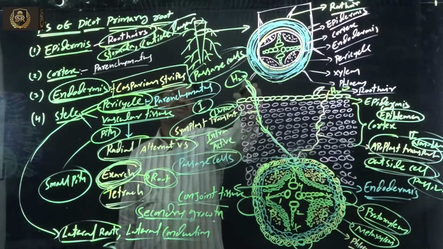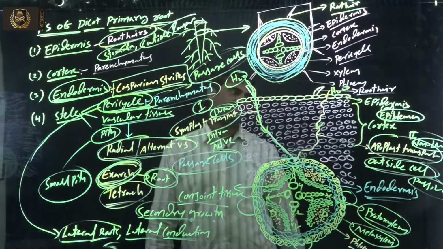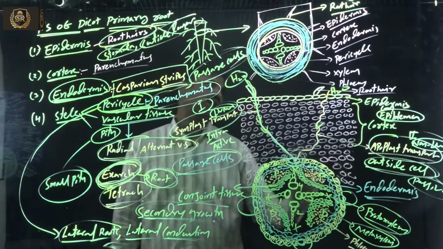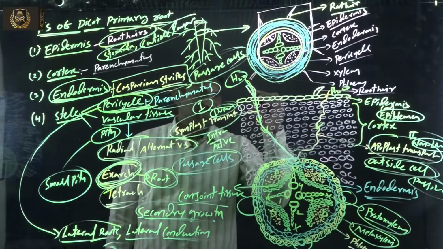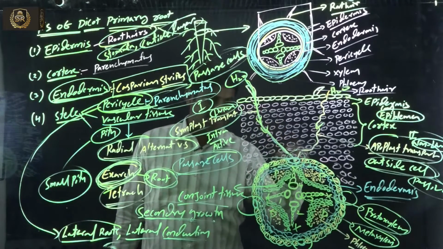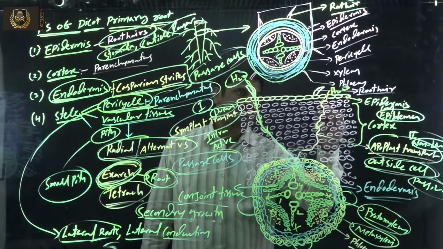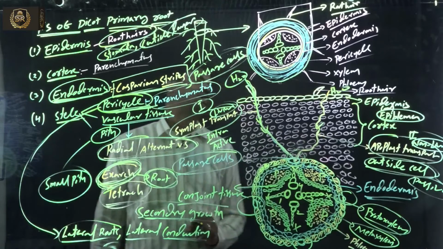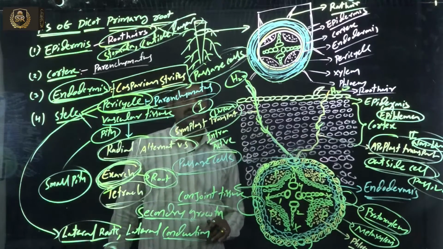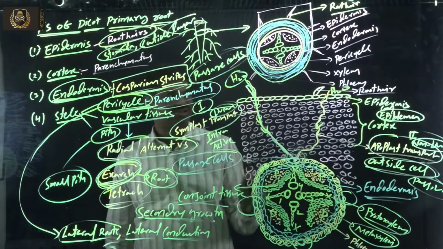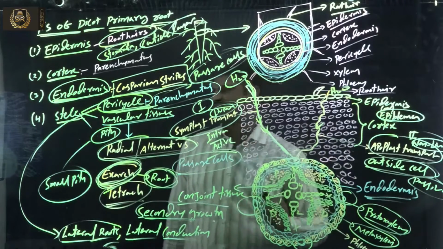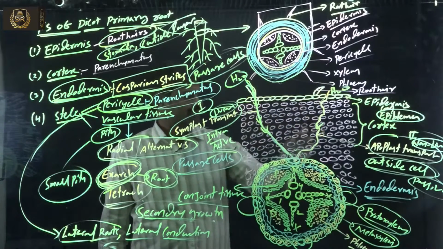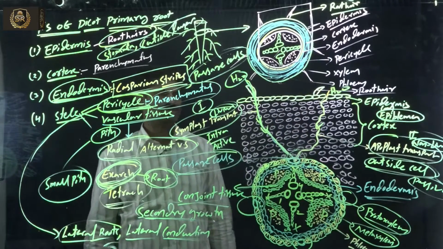Next one, two types of transport are present. One is symplastic transport, the other is apoplastic transport. Symplastic transport is living transport, apoplast is non-living transport. Symplastic is transport within the cell, intracellular transport. Apoplast is outside the cell, intercellular transport, between the cell walls. Symplastic is the slowest transport, apoplast is the fastest transport. Finally, the water absorbed by root hairs, by either symplastic or apoplastic route, reaches the endodermis region.